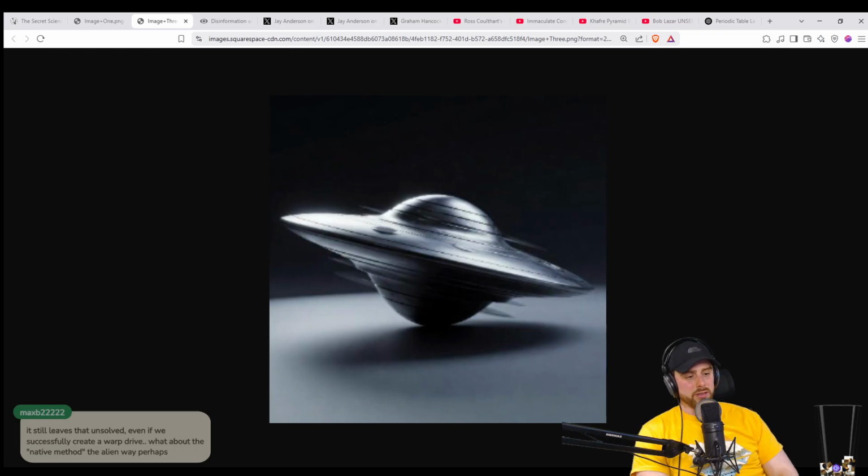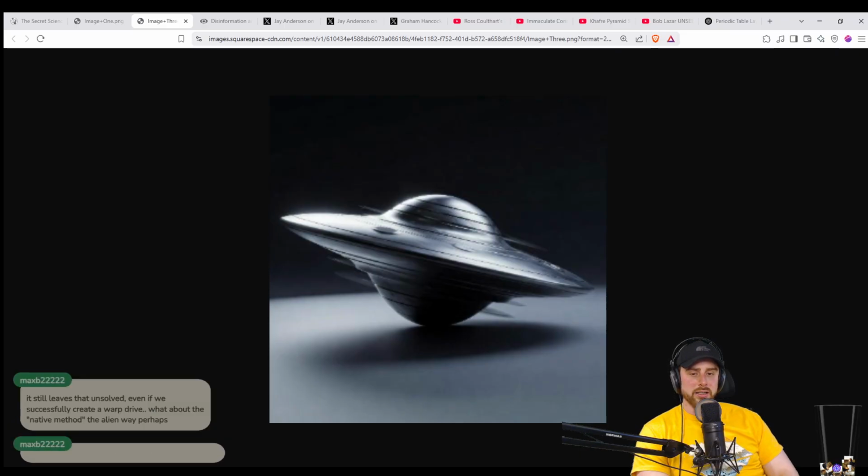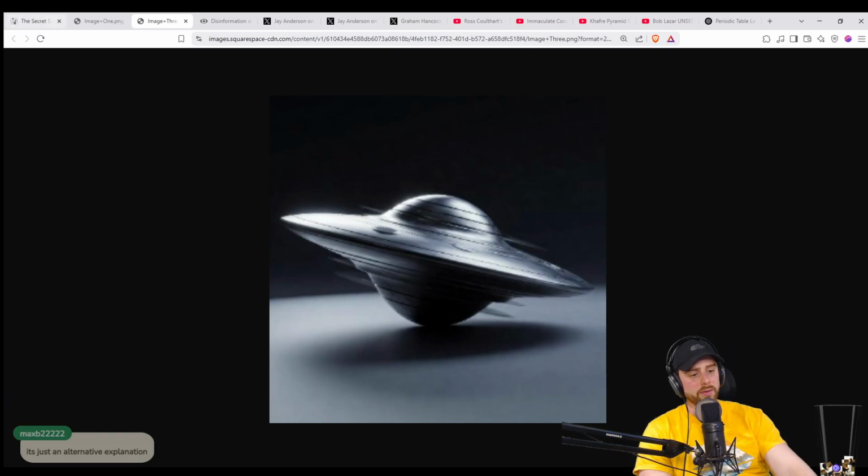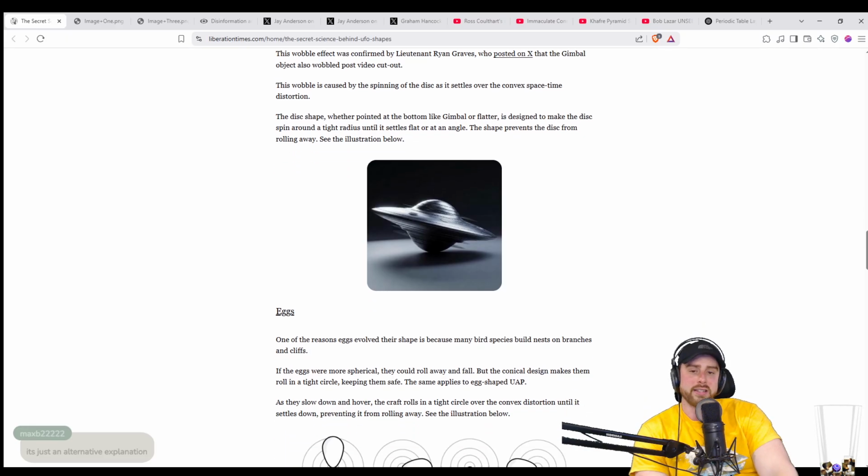Yeah. Still leaves that unsolved, even if we successfully create a warp drive. What about the native method, the alien way, perhaps? Yeah. Or maybe incapable of manufacturing or creating some of the materials or elements needed to make the generator that would get us that level of propulsion that they're dealing with. Yeah, man. I mean, that's what Matt literally said, right? That we've just created a poor recreation of this, which would make sense, really.